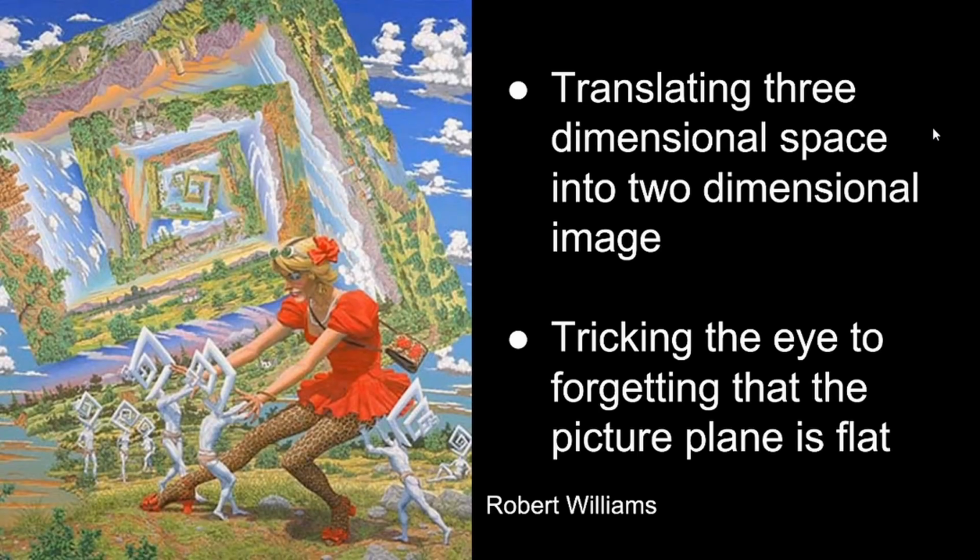So we're going to be translating three-dimensional space into a flat image. We're going to be learning tricks to trick the eye into forgetting that we're looking at a picture plane, a flat piece of paper, and that we're actually looking at something that has depth.